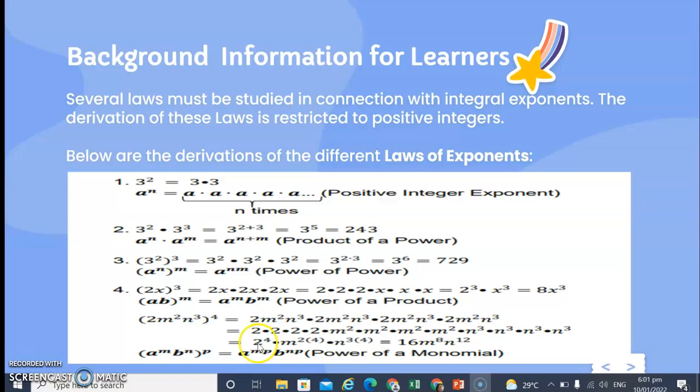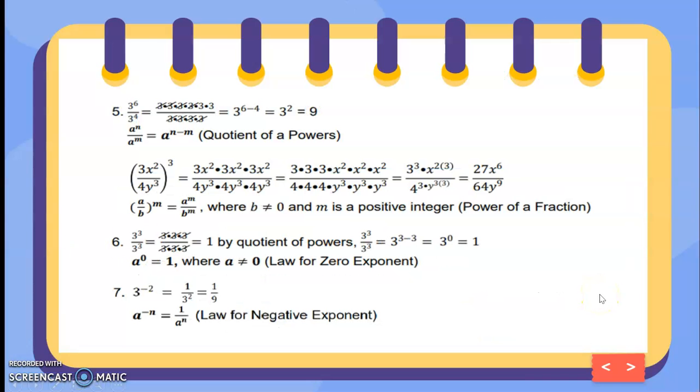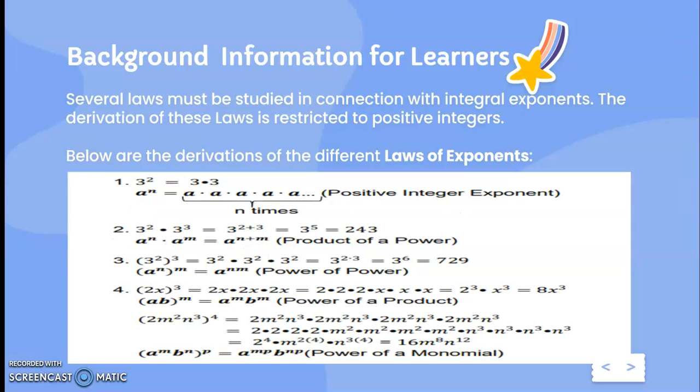So, that is 2 to the 4th is 16. And copy the base m, multiply exponent, 2 times 4 is 8. And copy n, multiply exponent, 3 times 4, 12. So, again, ini nga law of exponent is power of a monomial. Okay, so what about the next one?